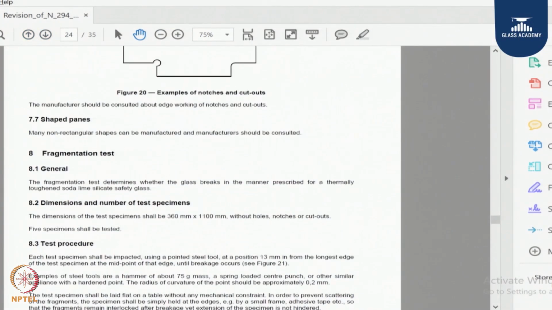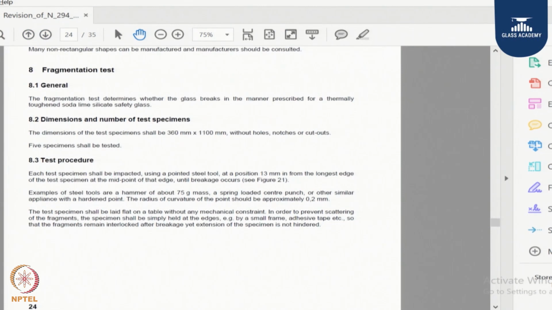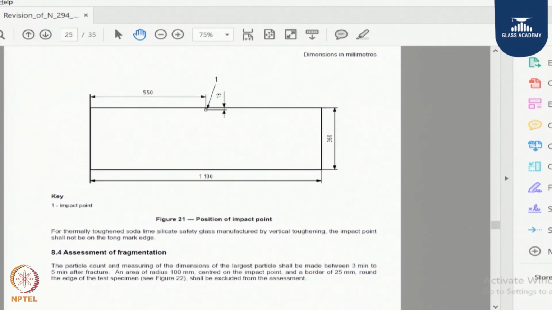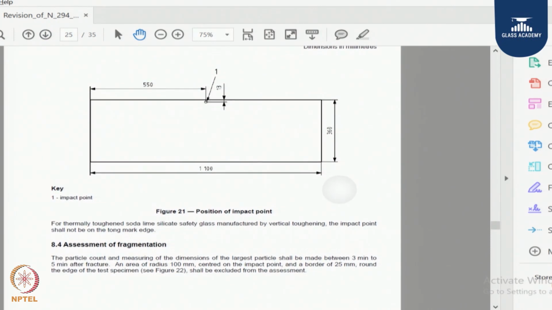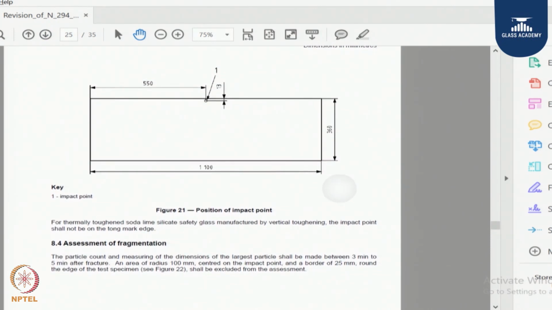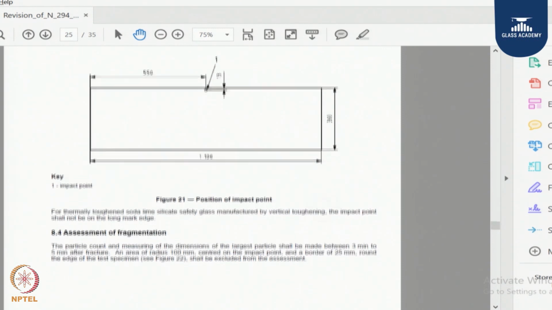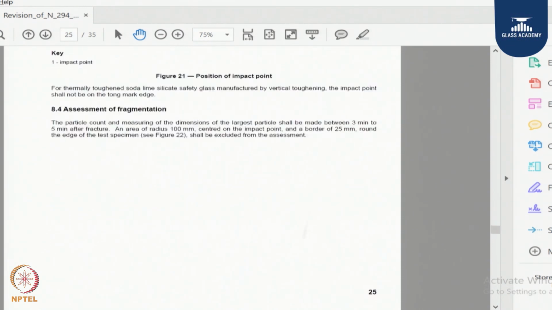Next, you see the fragmentation procedure, the fragmentation test. We take a 360 by 1100 sample, and leaving half an inch, we take a center point, that is 550 mm. Leaving half an inch from the edge, we mark the glass and punch the glass with a punching tool.